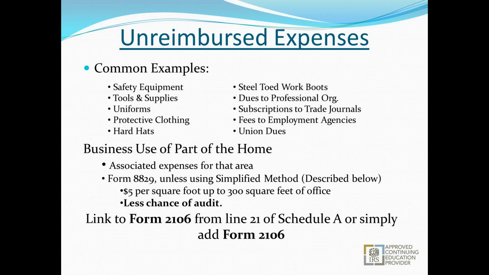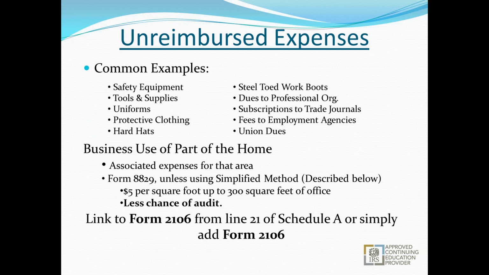Common examples, I've touched this. Another one, dues to professional organizations, subscriptions to trade journals, any employment agencies that you're paying fees to, and union dues. Union dues are a big one, deductible. You're working in a factory, you're working in a skilled trade that has a union of some kind connected to it. Those types of costs, ordinary, necessary for the job, you're paying out of pocket or it's coming out of your paycheck, that's deductible.